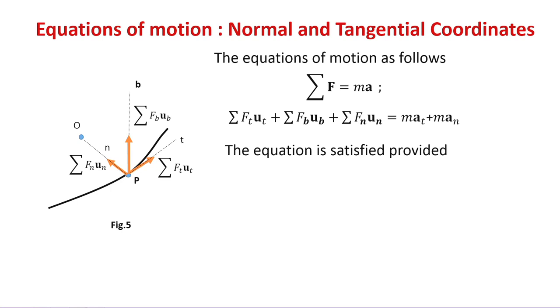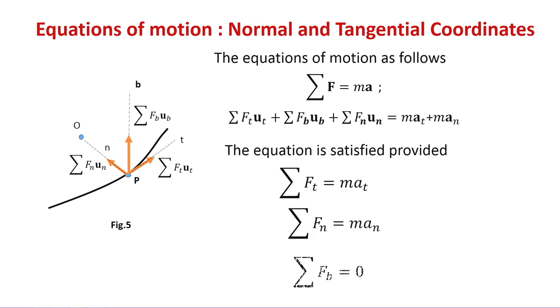So, the equation is satisfied provided this condition: summation of F_t is equal to m a_t, summation of F_n is equal to m a_n, and summation of F_b, that is the binormal, summation of force is equal to 0. So, equation 7 shows the equation is satisfied by this condition.